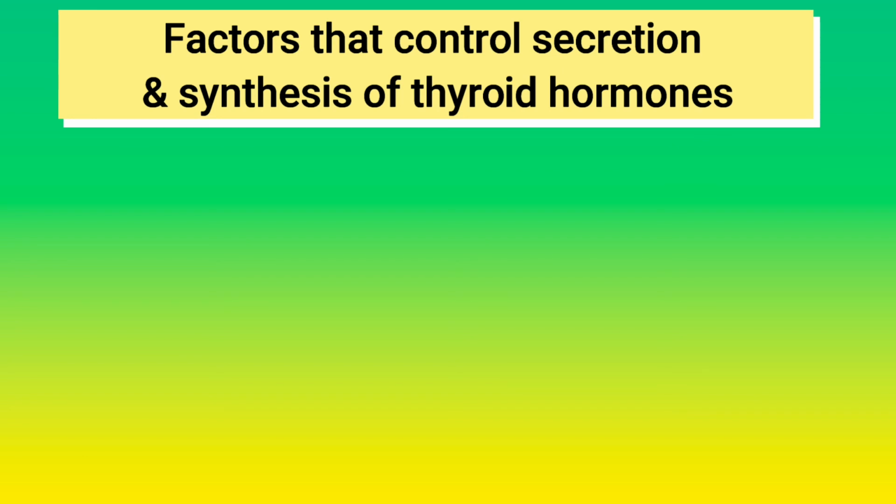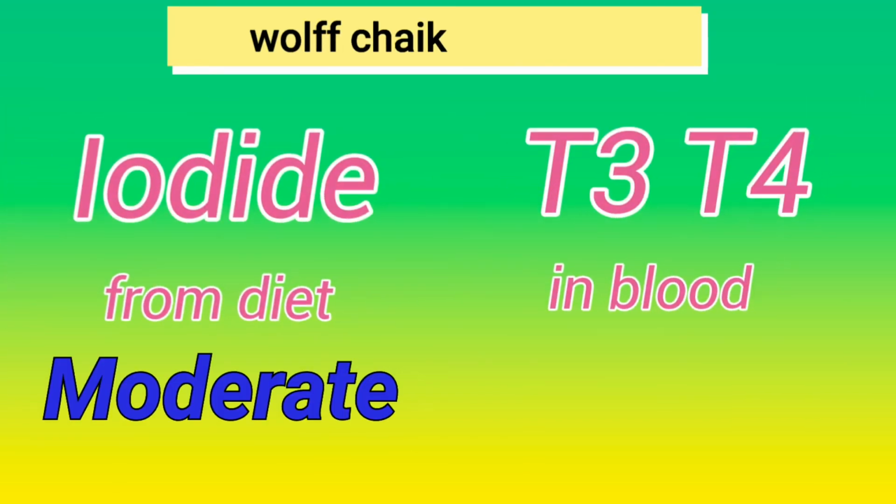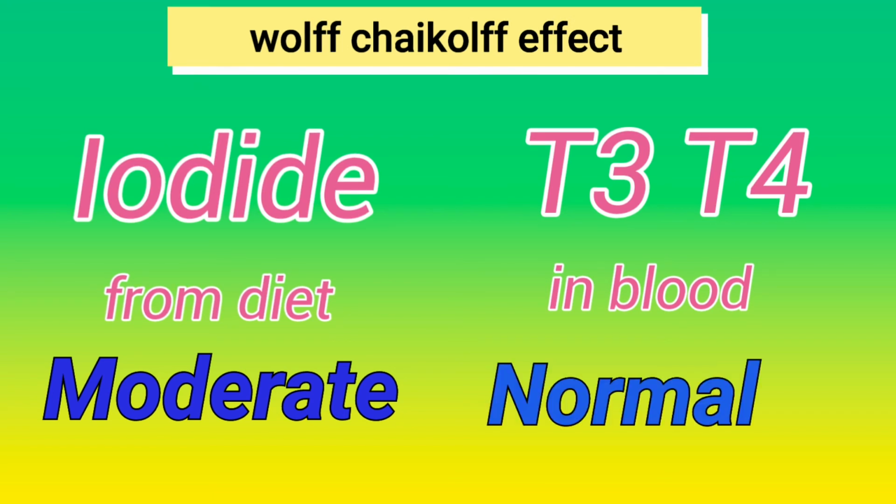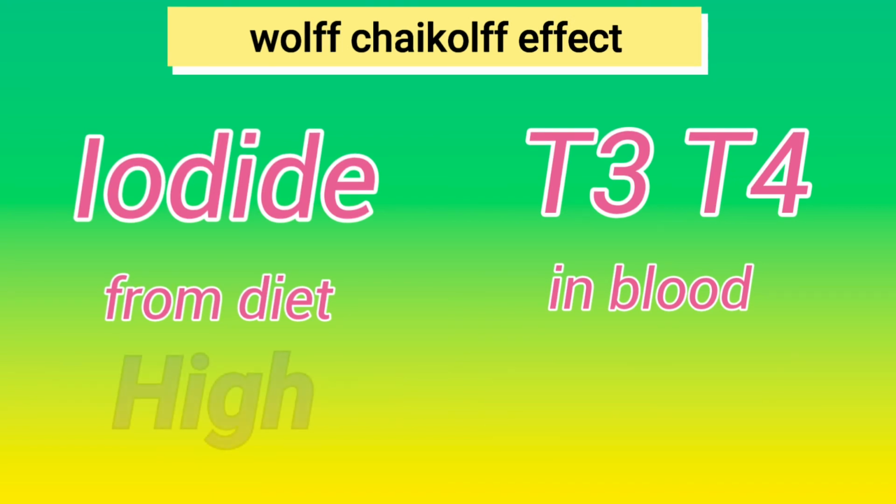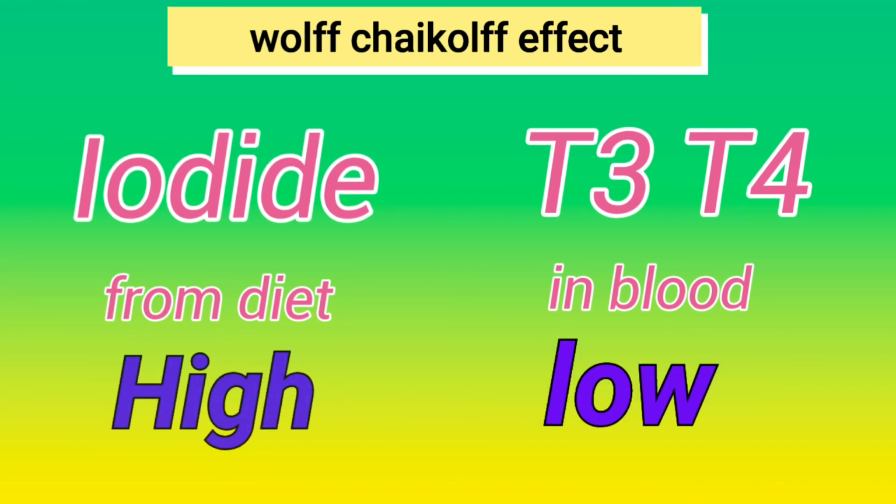When the dietary level of iodine is moderate, the blood level of thyroid hormone is normal. However, when iodine intake is high, the enzymes necessary for the synthesis of thyroid hormones are inhibited by iodide itself, resulting in suppression of hormone synthesis. This effect of iodide is called the Wolff-Chaikoff effect.